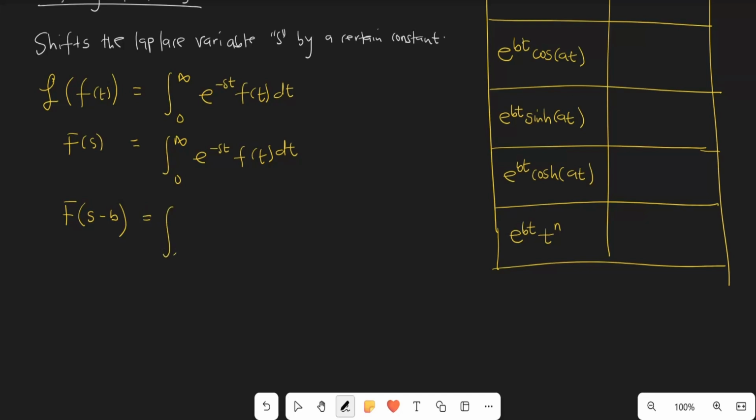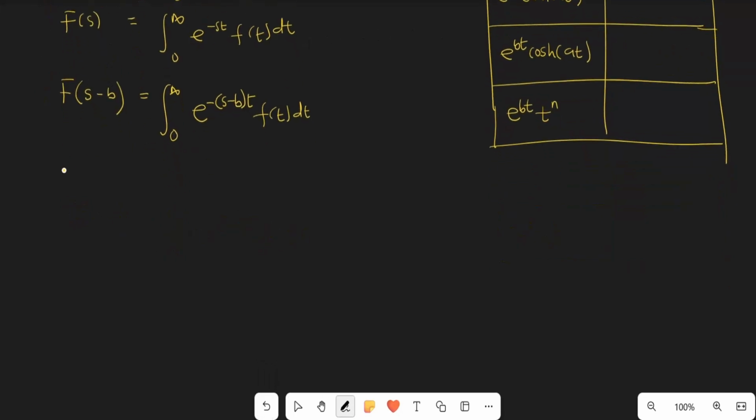So this is equal to the integral from 0 to infinity of e to the negative, and you now replace s here with s minus b, that is s minus b multiplied by t, and then f of t dt. So F of s minus b is equal to the integral from 0 to infinity. Applying laws of indices here, this is e to the negative st multiplied by e to the positive bt and then f of t dt.